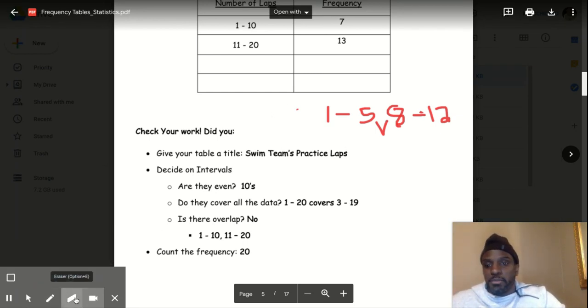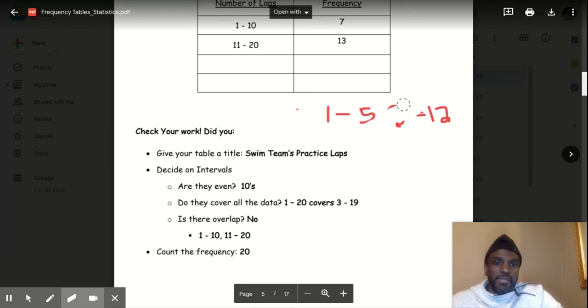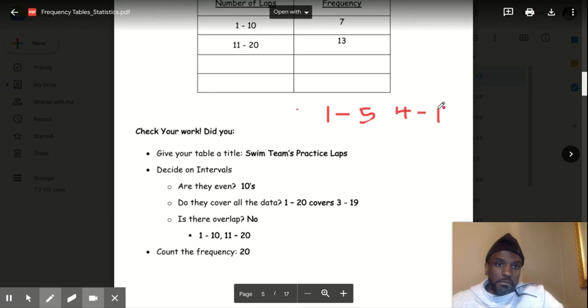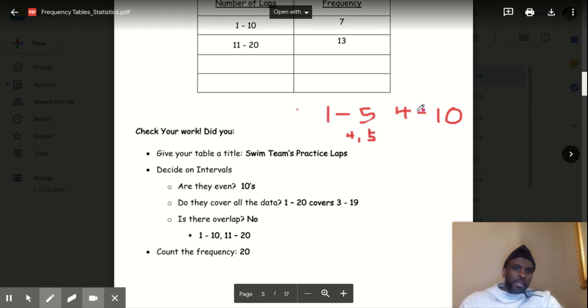Now, here's an example of an overlap. Well, I just gave you an example of overlap, but I'll give you another one. You look at 1 to 5, and then you say your next one is going to be 4 to 10. That's an overlap. This goes from 1 to 5, which covers 4 and 5. So why do you got to look at 4 through 10? You don't need to look at 4 here. You should start right here at 6. You already covered 4 and 5 over here, okay? So that was an example of overlap.